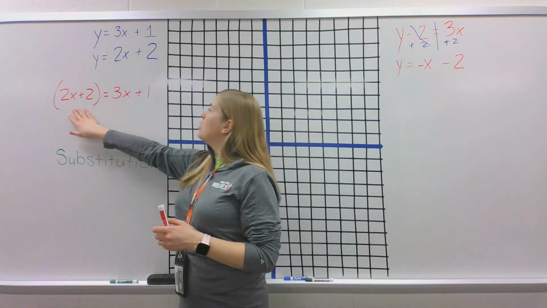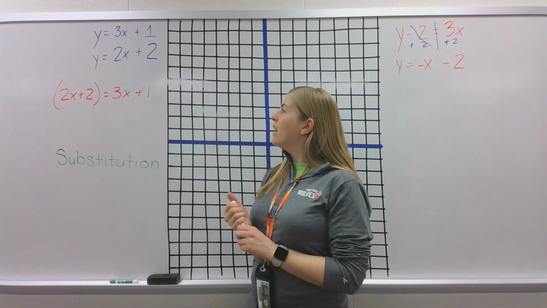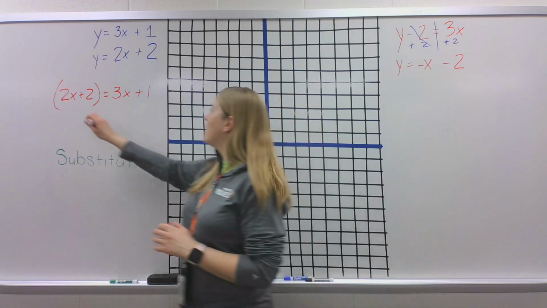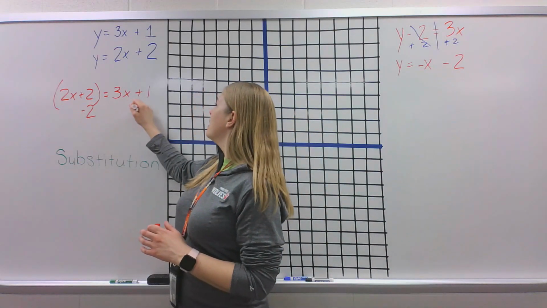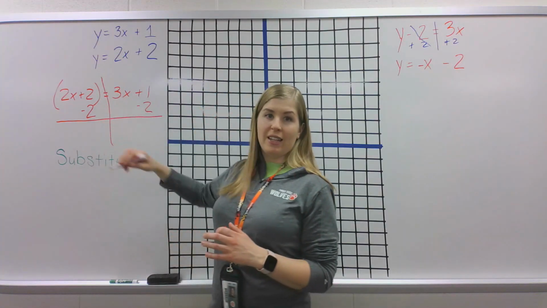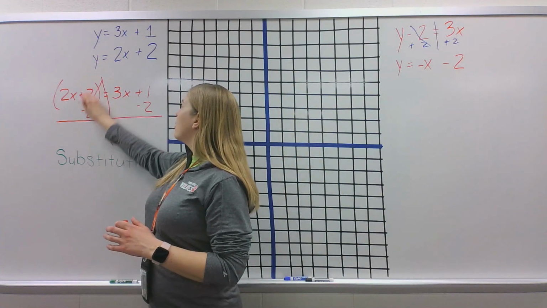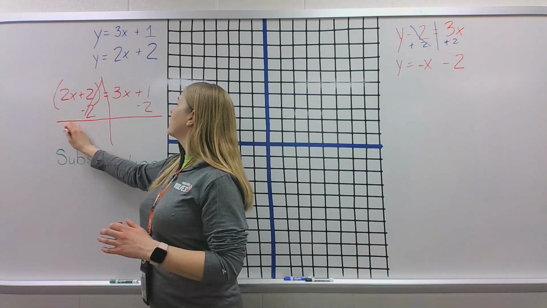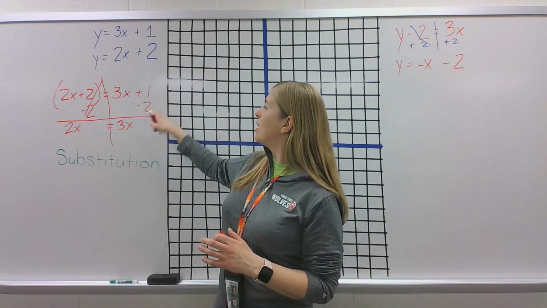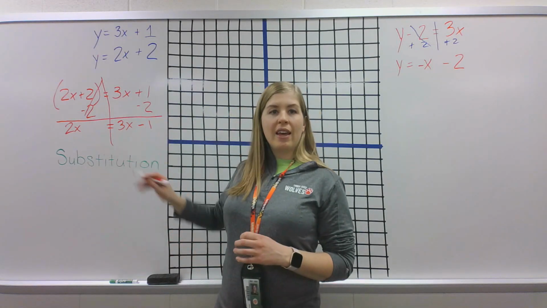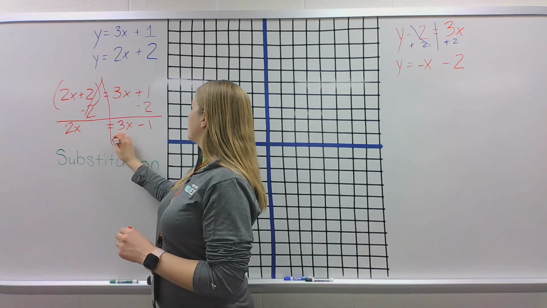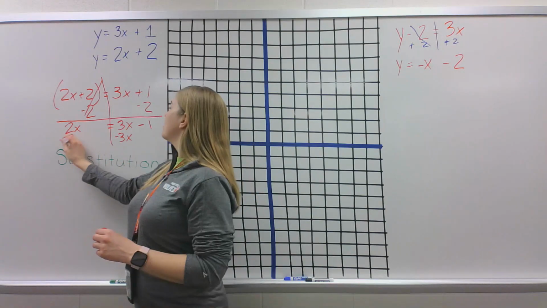So we have 2x plus 2 equals 3x plus 1. I will move that plus 2 to the other side. So I'm going to do the inverse operation, moving it to the other side of the equal sign. That's what we're doing. So now those cancel out. We're left with 2x equals 3x, 1 minus 2 is negative 1. And so now I want to move my x over here. Minus 3x, minus 3x.